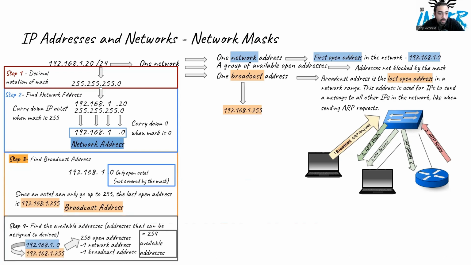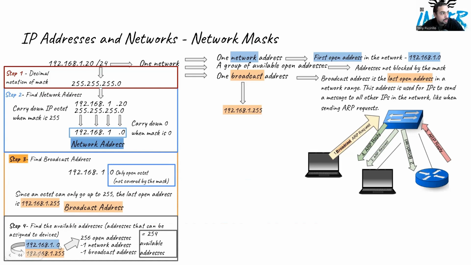Finally, in step 4, we're going to find the available IP addresses that can be assigned to devices. We do that by looking at how many open IPs there are between a network address and a broadcast address. In this case, there are 256 open addresses because you include 0 in your count.